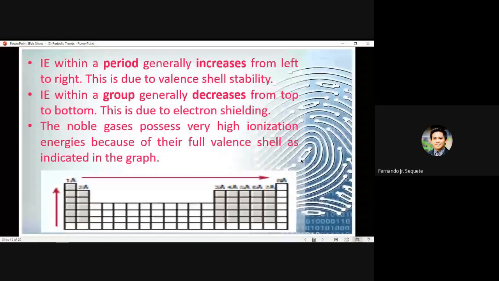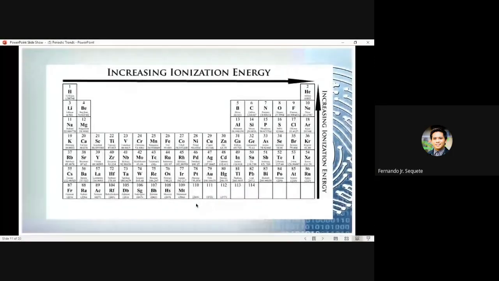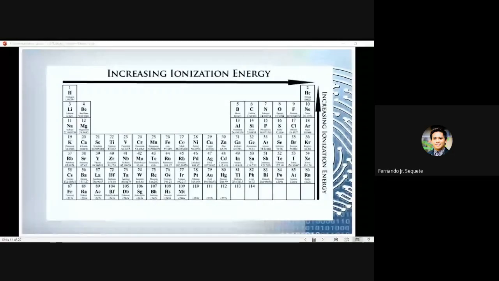Yes, that is your ionization energy. Ionization energy is increasing left to right. Your ionization energy is decreasing from top to bottom. Increasing from bottom to top or decreasing from top to bottom. Okay. Basta kayo na yung pumili ha kung ano yung magiging reference ninyo. If your reference is left to right lang yung i-memorize ninyo. Kung yung reference ninyo would be top to bottom lang yung i-memorize ninyo.